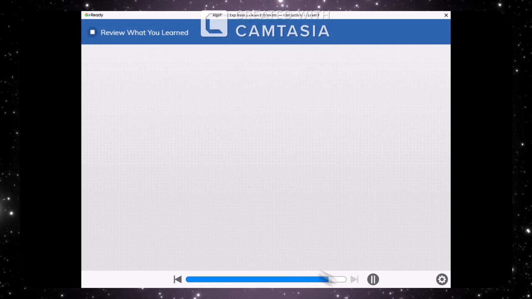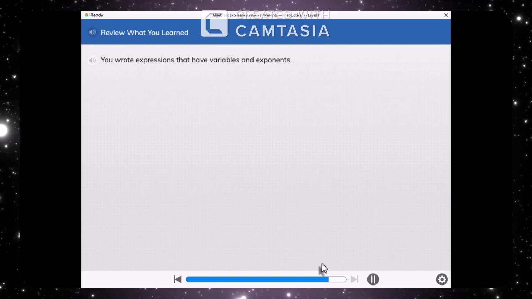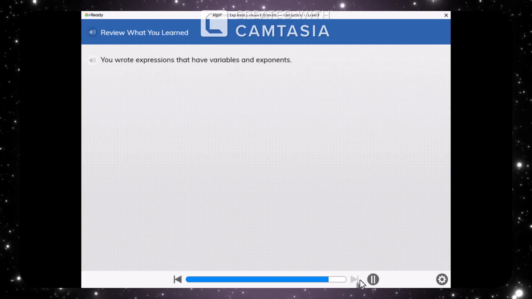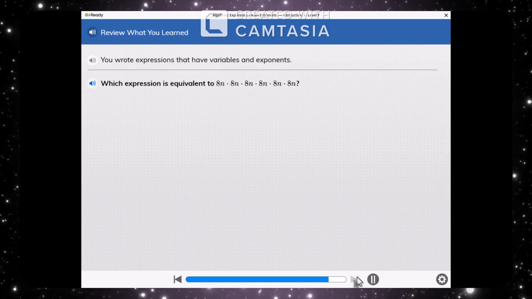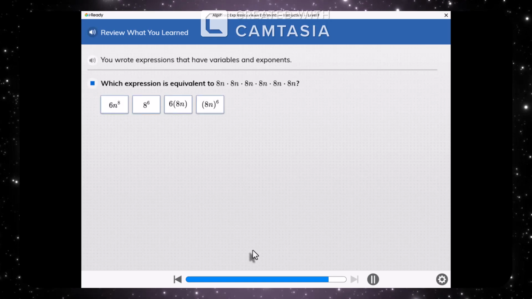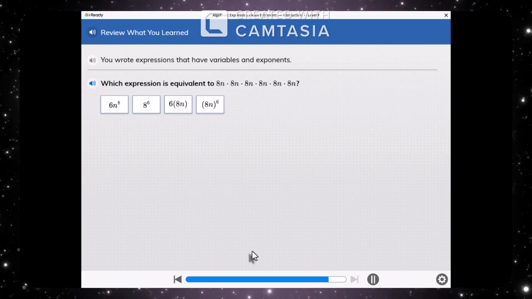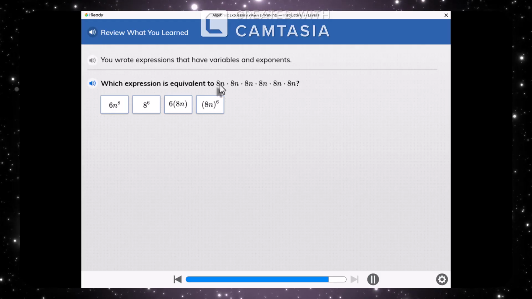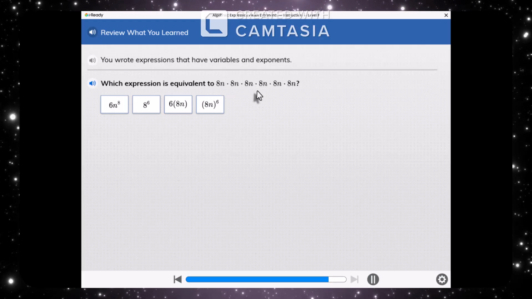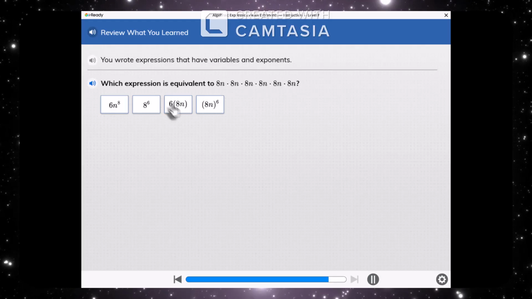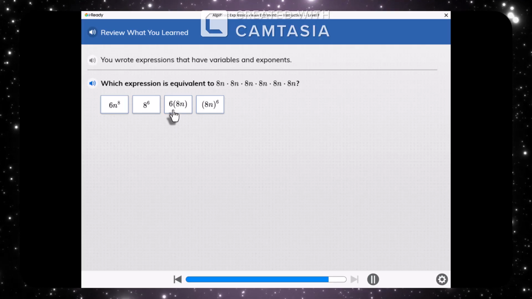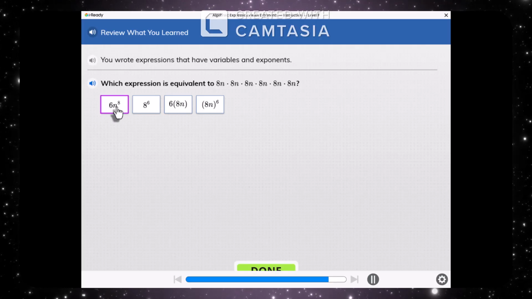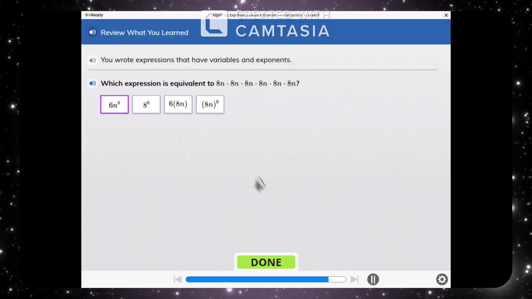Let's review what you learned today. You wrote expressions that have variables and exponents. Which expression is equivalent? Oh, okay, so there's 1, 2, 3, 4, 5, 6. I think it's this one. 6, I think.